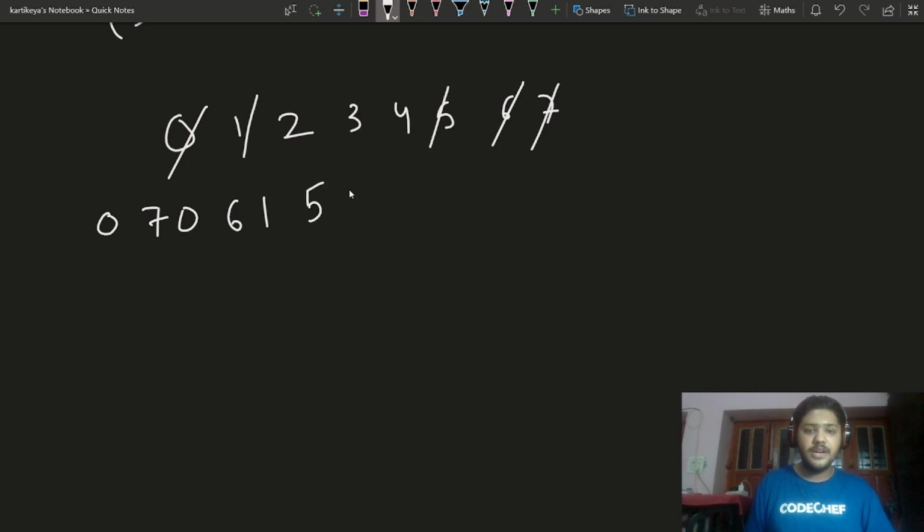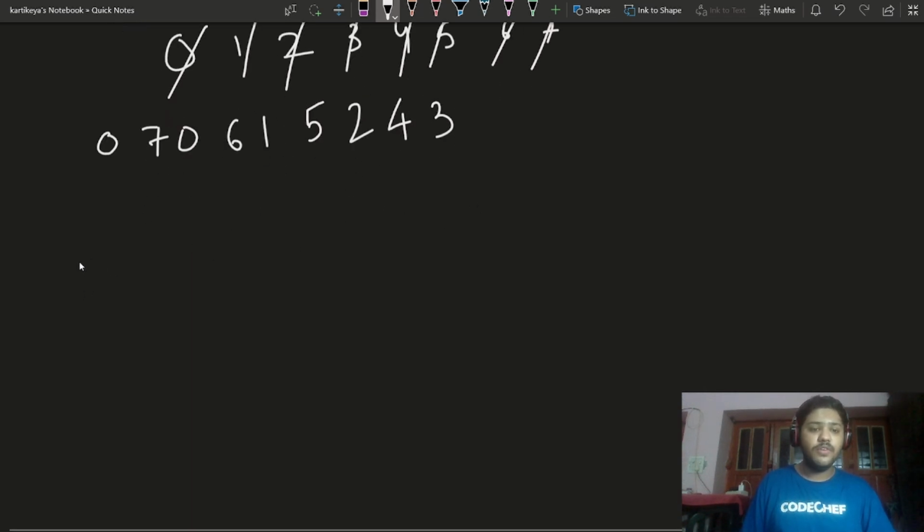Again the leftmost light, which is 2. Again the rightmost light, which is 4. And then again the leftmost light, which is 3. Okay, so let's find the distance that we moved in this process.